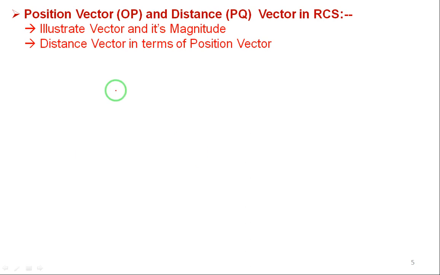Next, position vector and distance vector. We have seen what is position vector and what is distance vector in the previous class, but here I want to illustrate how the position vector and distance vector are represented in the rectangular coordinate system, what those vectors and their magnitudes are, and how to realize the position vector in terms of the distance vector. That we'll see here. First I will take the position vector, and first I will draw the rectangular coordinate system.